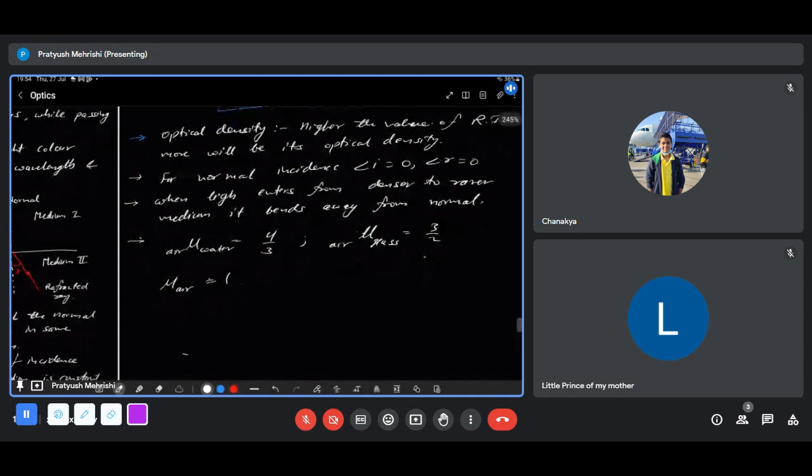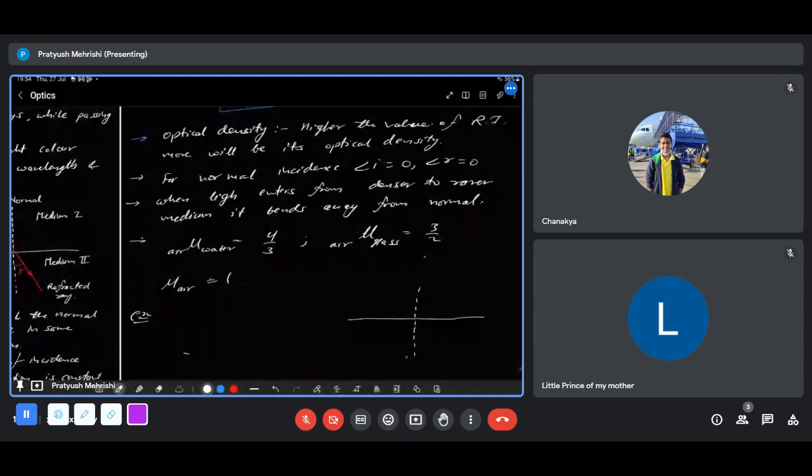After this, solve the question. This is theta, this is water, this is air, and i is given as sine inverse 3 by 5. The question is to find the angle theta. After writing it down, solve this question.